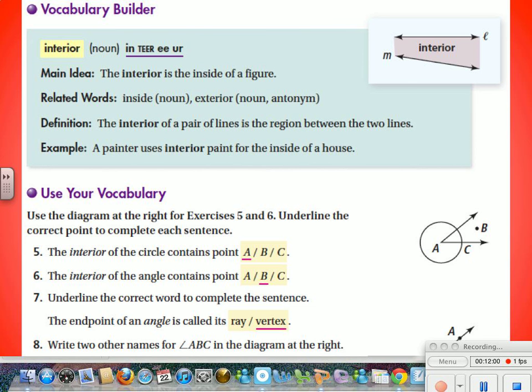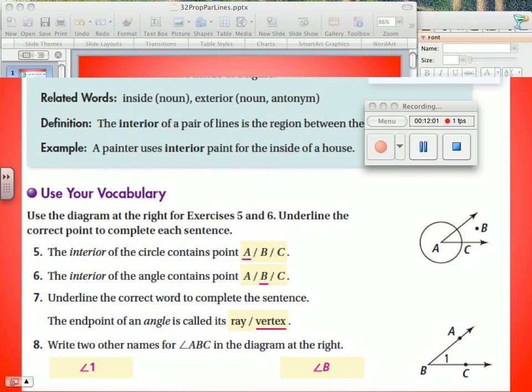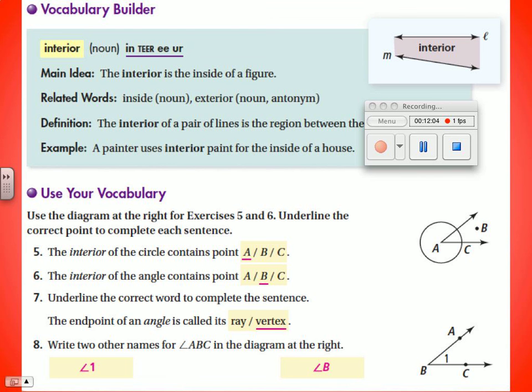We're going to underline the correct word. Of course, we need to be able to see the drawing to do that. Underline the correct word to complete the sentence. The endpoint of an angle is called its vertex. So B is a vertex there. Write two other names for angle ABC in the diagram at right. We have angle 1 and angle B.